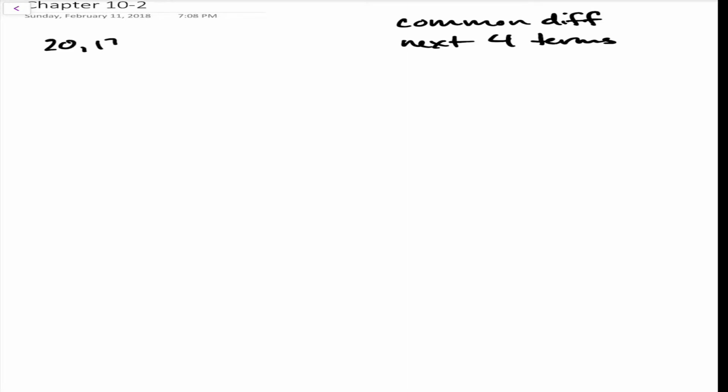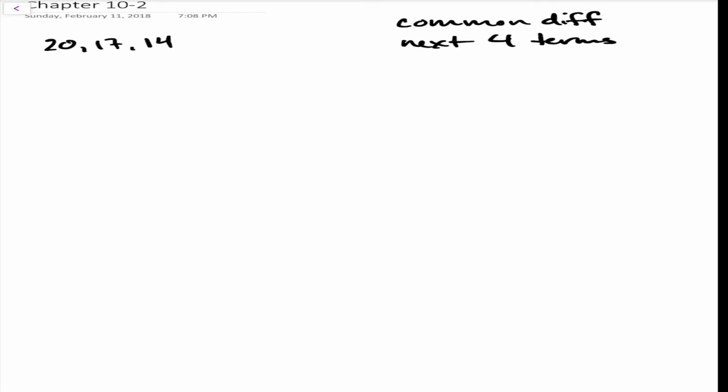It's asking me to determine the common difference and then also to find the next 4 terms. I'm being given a sequence of numbers here, 20, 17, and 14.